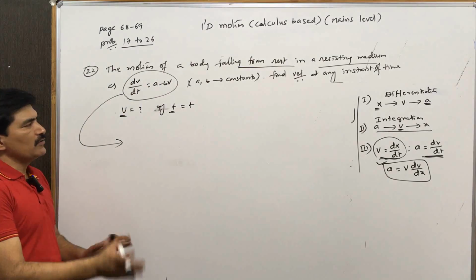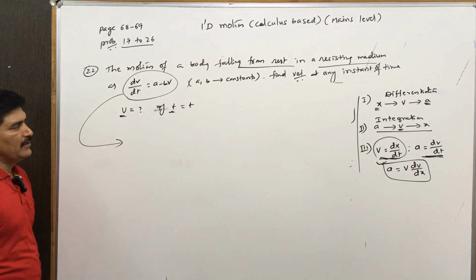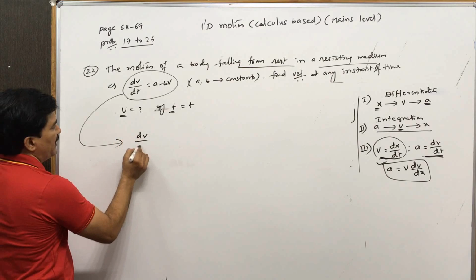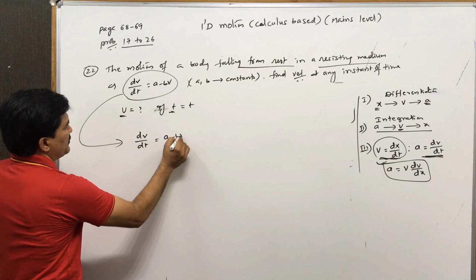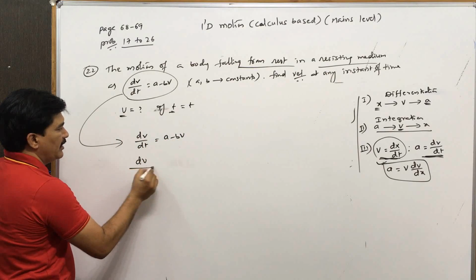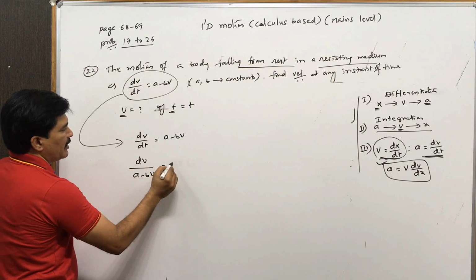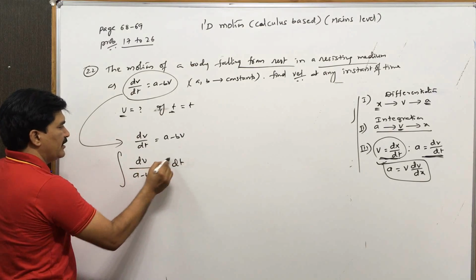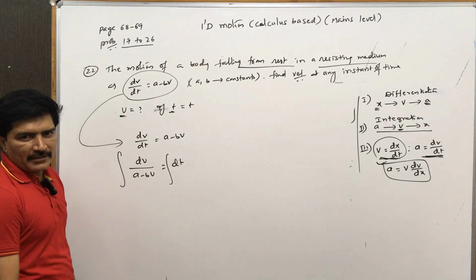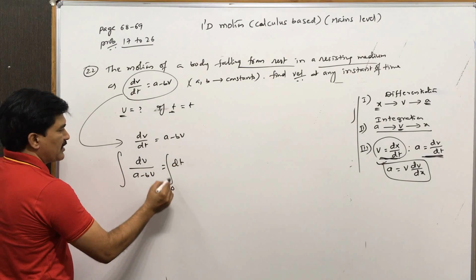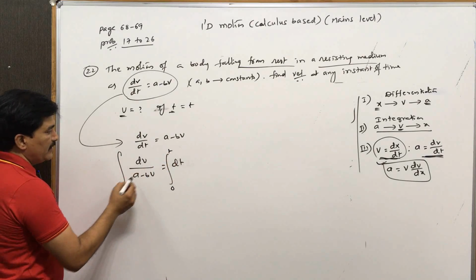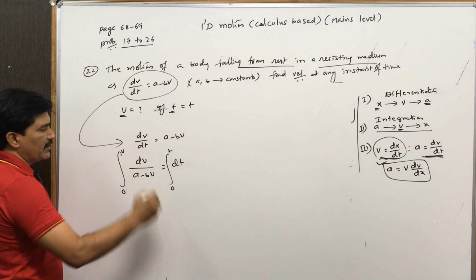Only thing is we have to separate the similar quantities, that's all. So dv by dt is a minus bv, on separating, dv by a minus bv comes out to be dt, then integrating on both sides to get the finite values. These limits are 0 to t. Initially at rest, final velocity is v.